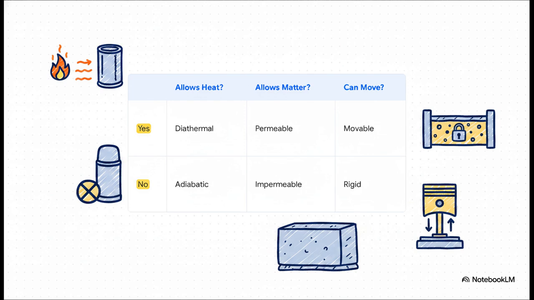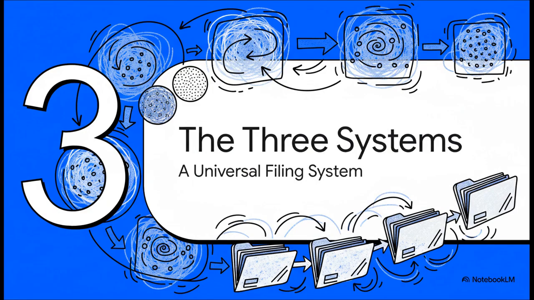And finally, can the boundary itself move? If it can, it's movable. Picture a piston in an engine. If not, it's rigid. Honestly, getting these terms down is like learning the basic grammar of thermodynamics. Now here's where things get really, really cool. By just combining these few boundary properties, we can actually classify every single process in the universe into one of just three categories. That's Section 3, the three systems.